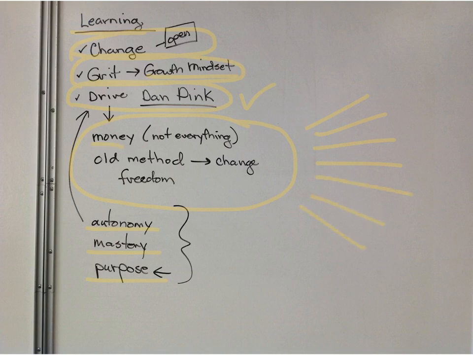They talked a little bit about money not being everything. They talked about the old methods and how we need to change. They talked about having freedom in our work in order to be creative. All right. And if you do a search on Dan Pink, you can find lots of information. I have read his book, Drive. It's good. It's a good read. All right. And that is it for today.